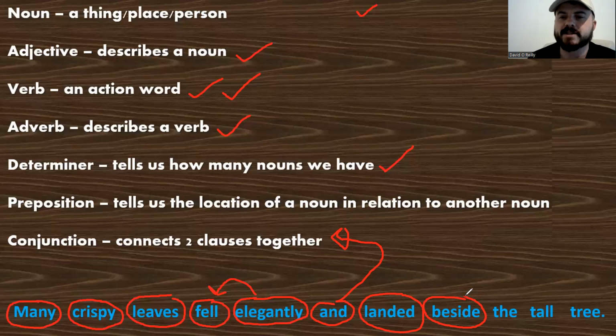What do you think about beside? Which word class might beside belong to? Okay, the answer is a preposition. It tells us the location of a noun in relation to another noun. So we've got the leaves beside the trees. Leaves, one noun. Tree, another noun. The leaves are beside the tree.